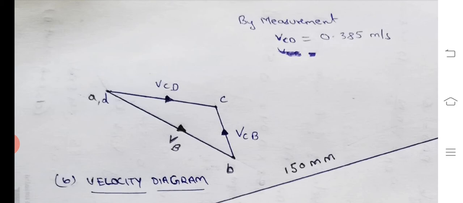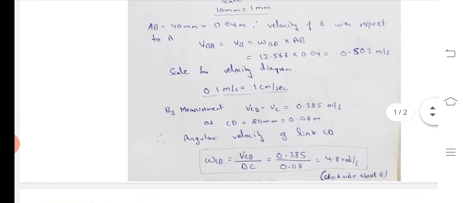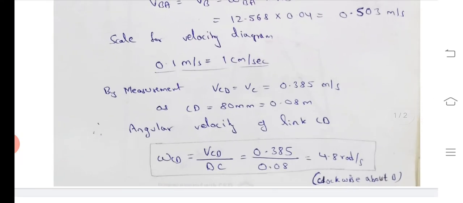So these two diagrams can be drawn simply. First you have to draw or take AD, which is the fixed point. From here draw a vector parallel to your velocity vector VB. From point B draw a vector parallel to VCB, and from point D draw a vector VCD. These two vectors are meeting at point C. So this will give you the velocity diagram. By measurement we got VCD is equal to 0.385 meters per second.